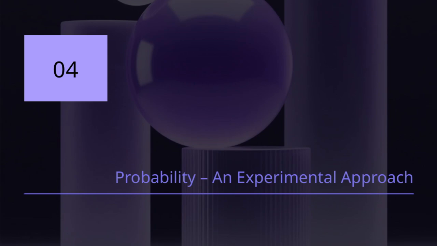Overall, thinking about probability experimentally allows us to see the connection between theory and actual outcomes. It encourages us to base our conclusions on observed data, which is a fundamental aspect of scientific investigation and decision-making.